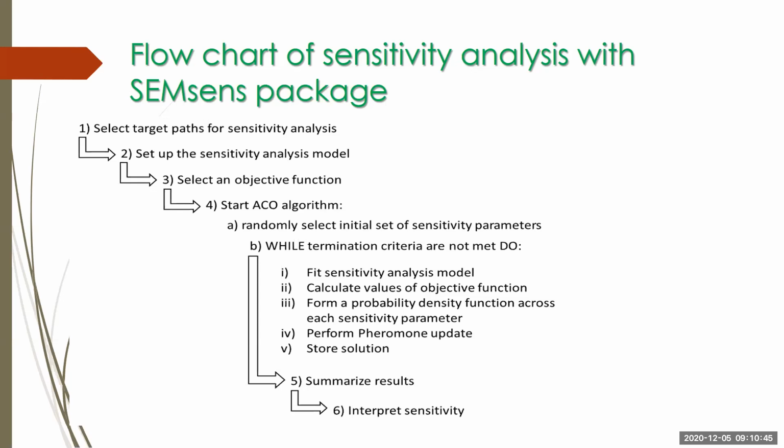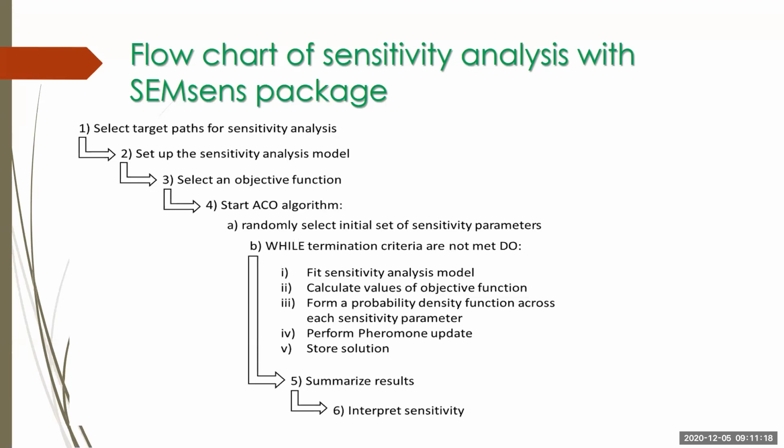an objective function that maximizes a combination of these. And then you start the algorithm, where it will randomly select sensitivity parameters, and it will search for the set of sensitivity parameters that will optimize the objective function that you defined, either based on p-values, model fit, or size of parameter estimates.